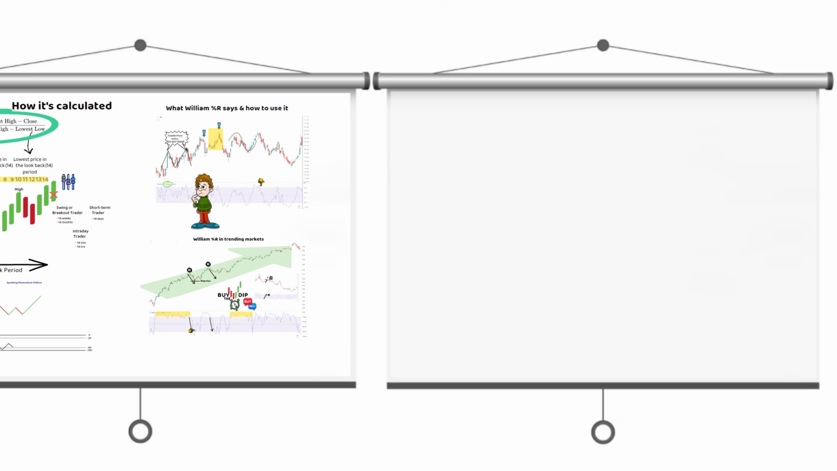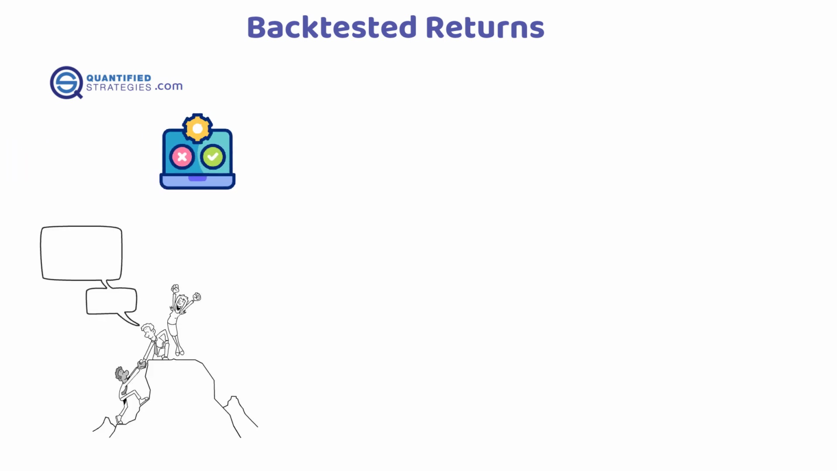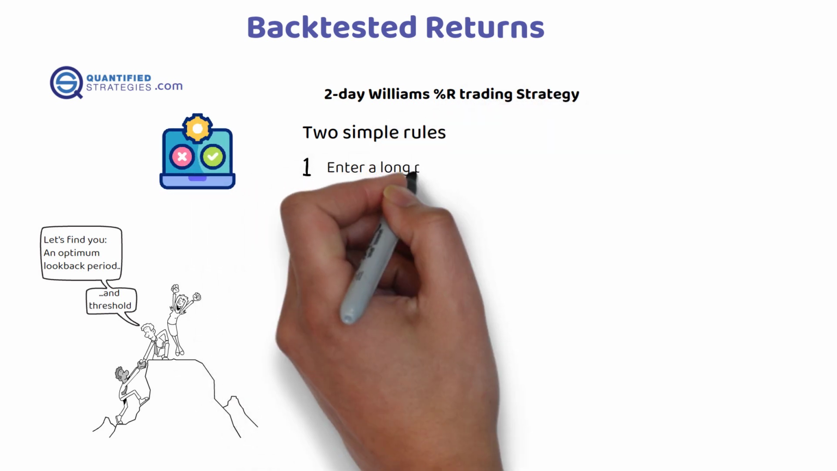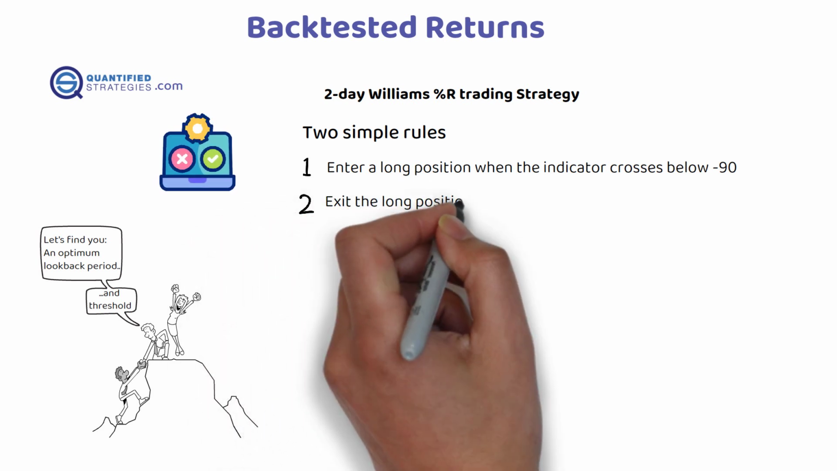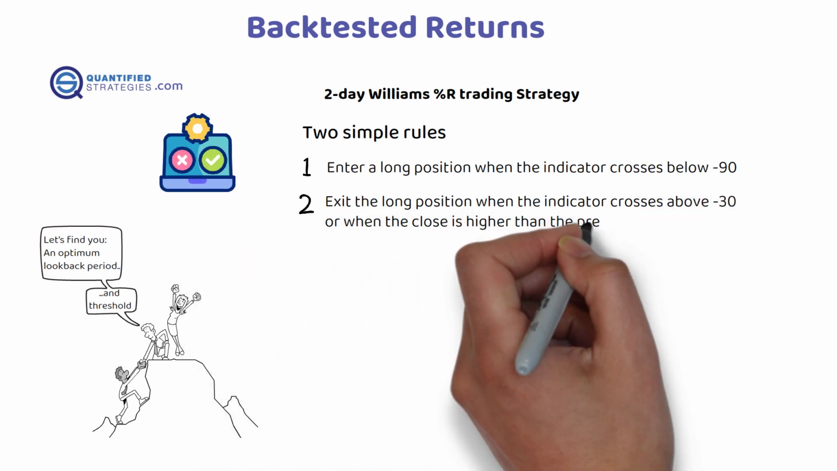Let's now look at some results from trading the indicator. The popular portal quantifiedstrategies.com backtested the indicator to evaluate its performance on past data. This might help aspiring traders find the optimal look-back period and threshold for trades. They used two simple rules to backtest the indicator in what they called the 2-day Williams %R trading strategy. First, enter a long position when the indicator crosses below -90, and second, exit the long position when the indicator crosses above -30 or when the close is higher than the previous day's high.